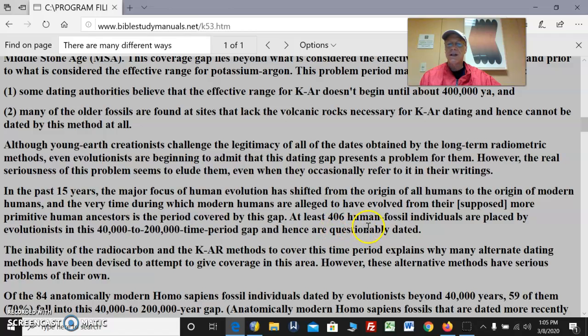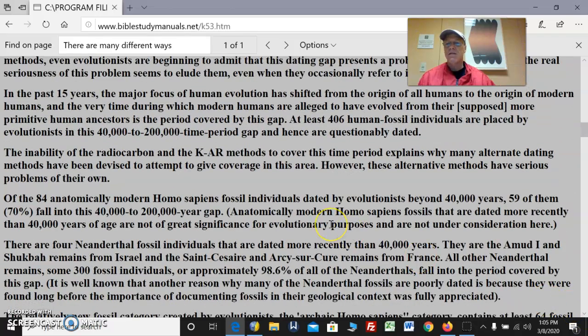At least 406 human fossil individuals are placed by evolutionists in this 40,000 to 200,000 year time period gap, and hence are questionably dated. The inability of the radiocarbon and the potassium argon methods to cover this time period explains why many alternate dating methods have been devised to attempt to give coverage in this area. However, these alternative methods have serious problems of their own.